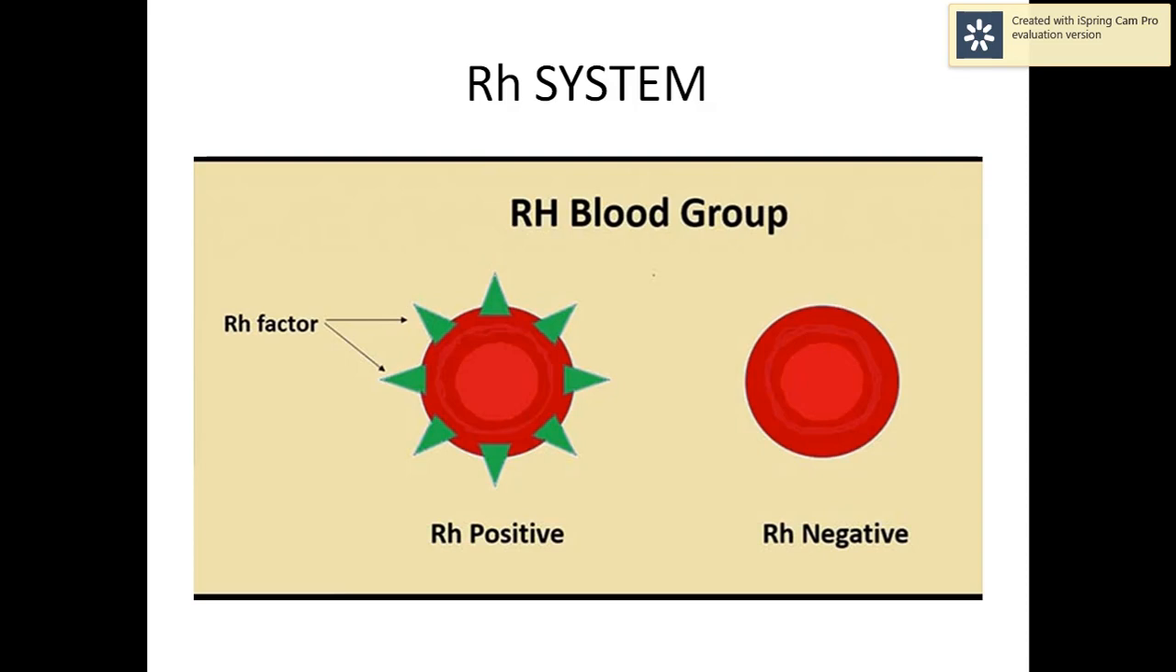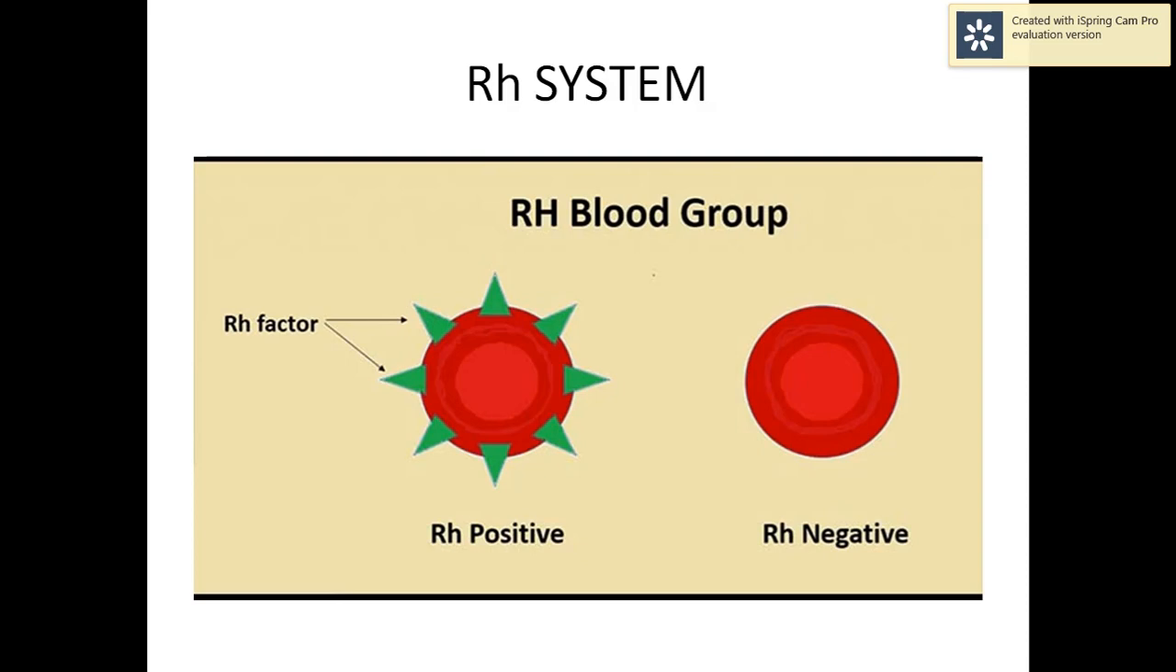When the blood of an RH positive individual is transfused into a person who lacks this RH factor, that is RH negative, then the recipient will develop an antibody. The blood will act as a foreign substance, so the body will develop antibodies and act against it. Within about 2 weeks of transfusion, the person will get sensitized.